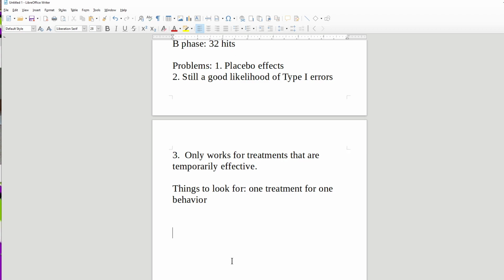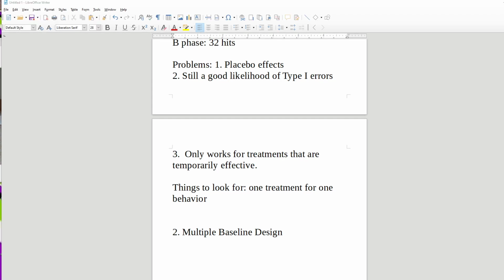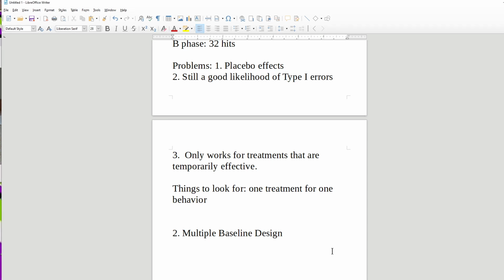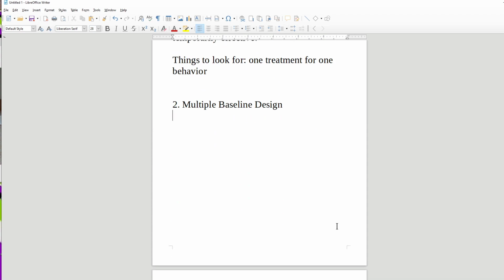All right, now we're going to talk about the next single subject experimental design, and that is the multiple baseline design. Multiple baseline design is kind of complicated, so what I'm going to do is list the steps here. I'm just going to write them down, and then after I've written them down, I'll go through an example, okay?